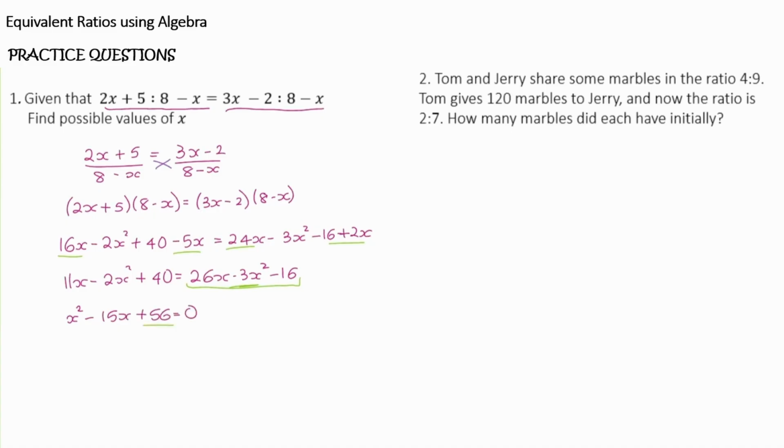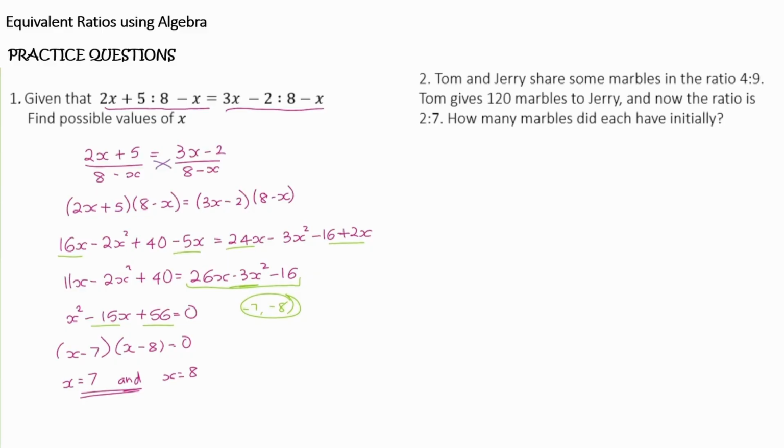This means we are now looking for two numbers that multiply to give us 56 and add to give us minus 15. And those two numbers are going to be minus 7 and minus 8. So we can now factorize this as (x minus 7) and (x minus 8). And if we want to solve this, we can see that if x minus 7 is equal to 0, that means x would have to be equal to 7. And if x minus 8 is equal to 0, that means x would have to be equal to 8.